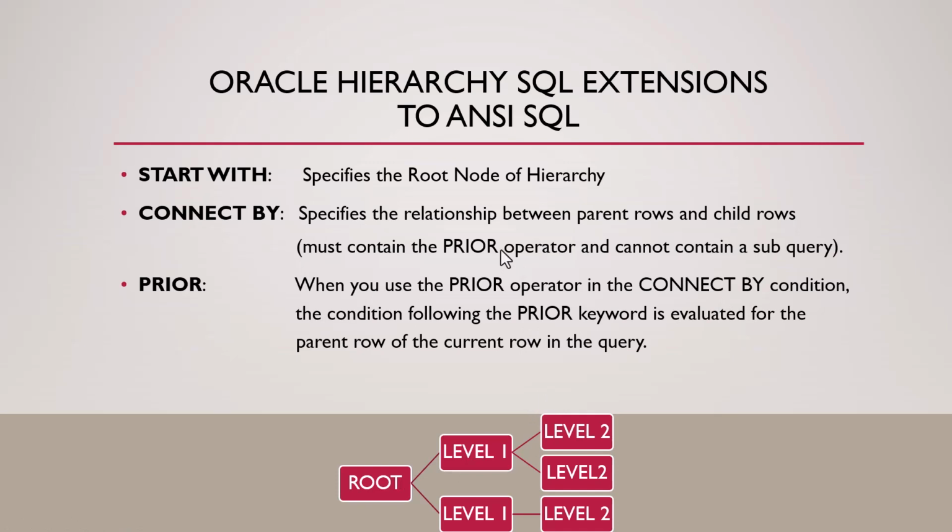Okay, there's also a keyword called PRIOR, and PRIOR will indicate how you connect the hierarchy together. So as you can see here, you have to use it with this CONNECT BY condition. So in order for you to get from the root node down to the level 2 nodes, you have to connect somehow. So that's what this PRIOR will do. How do you connect one level to the other level? That's what that will do.